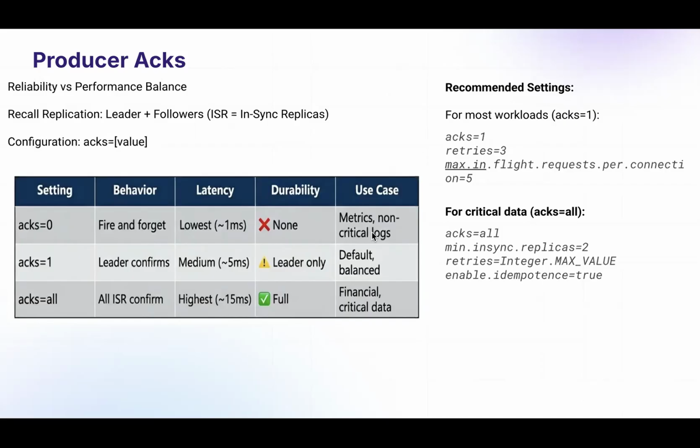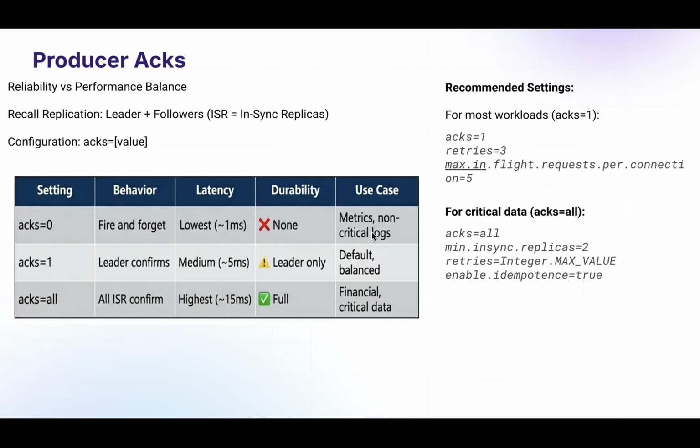acks=1 means wait for the leader to acknowledge. This is the default and provides a good balance, about 5 milliseconds latency, and your data is safe as long as the leader doesn't crash before replication happens. This is appropriate for most workloads.